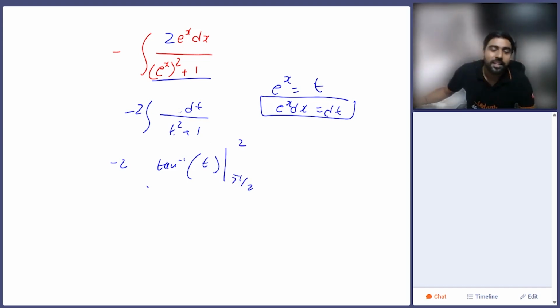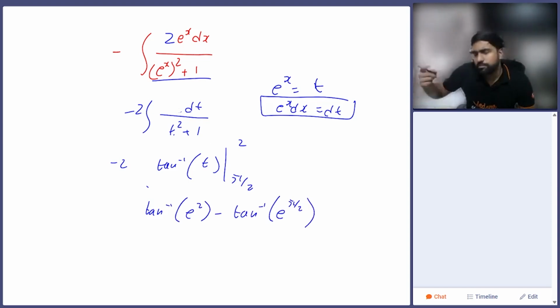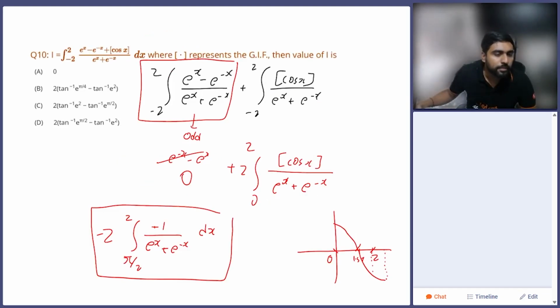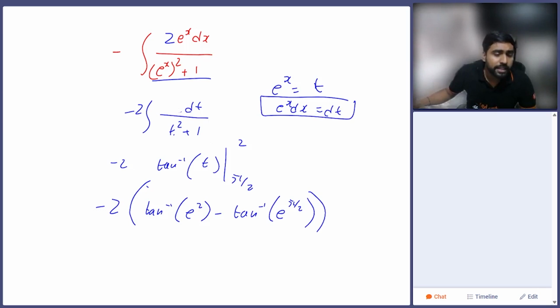Now this gives you the expression. Substitute, and you'll get tan inverse of e^2 minus tan inverse of e^(pi by 2), because t is nothing but e^x, and the entire expression is multiplied with a minus 2 over here. That's minus 2 times (tan inverse of e^2 minus tan inverse of e^(pi by 2)).